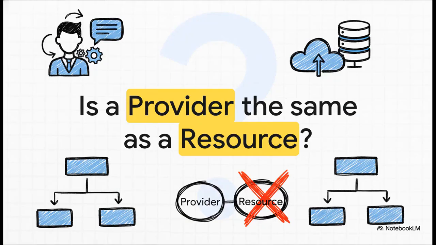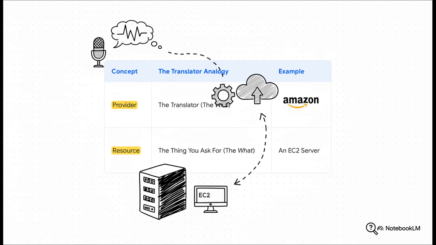Okay, here it is. This is, without a doubt, the #1 source of confusion. People ask all the time, is a provider the same thing as a resource? And the answer is a big, definite no. Let's go right back to our trusty translator analogy. The provider is the translator itself. It's the who that's doing the talking. The resource, on the other hand, is the specific thing you're asking for, like, say, an EC2 server. That's the what. So you use the who, the provider, to ask for the what, the resource.